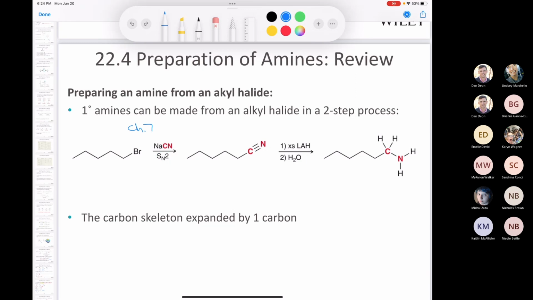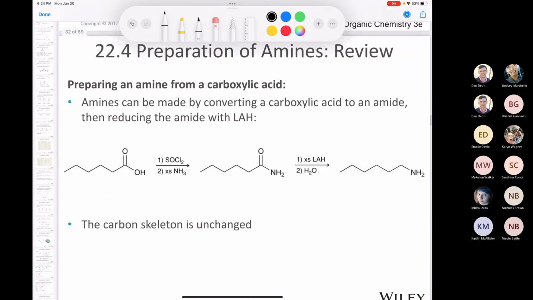You add a nitrile, which expands the carbon skeleton by one carbon, and then you can take that nitrile and treat it with excess lithium aluminum hydride followed by water, and that reduces it all the way down to a primary amine. You see that here you have 1, 2, 3, 4, 5 carbons, and here you have 1, 2, 3, 4, 5, 6 carbons. So you do add a carbon to the skeleton, but it is a way to make a primary amine. So we saw that earlier on.